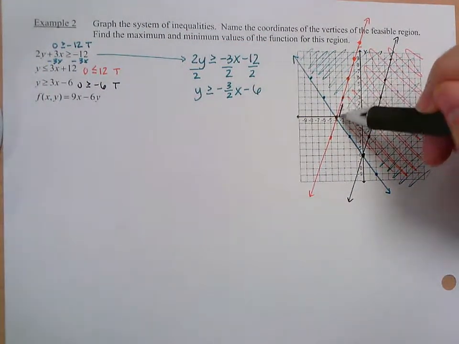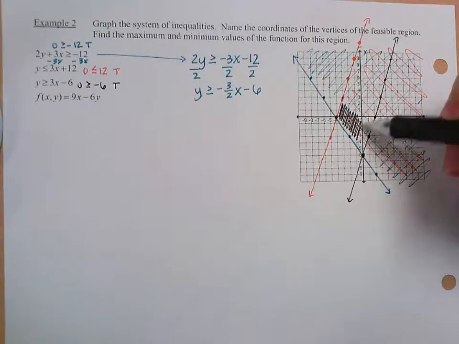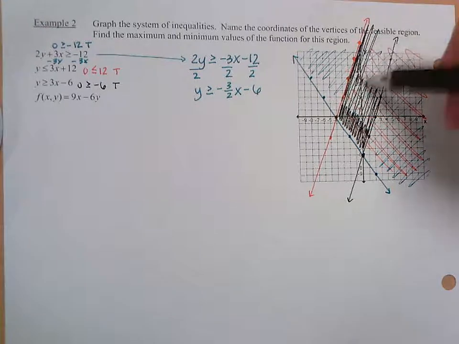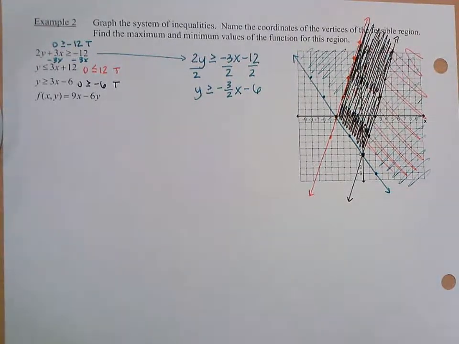So my feasible region is in between those parallel lines and above the first line I drew. Okay, so this is an unbounded region.